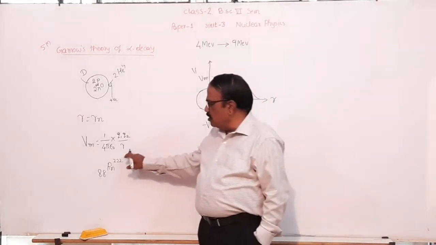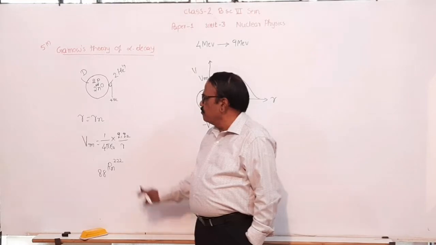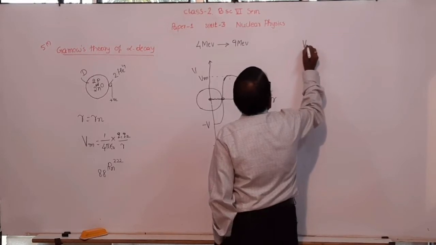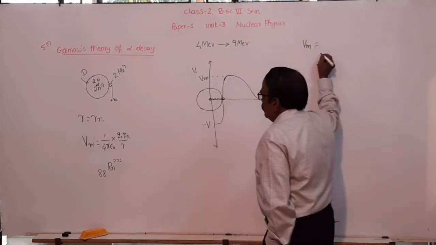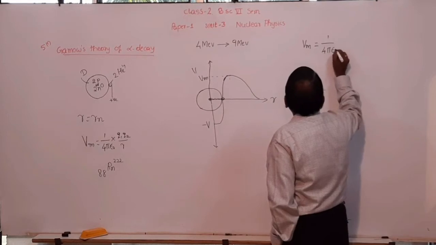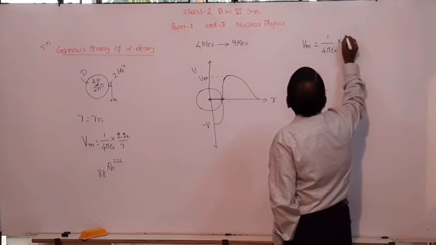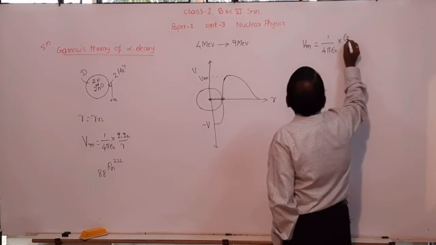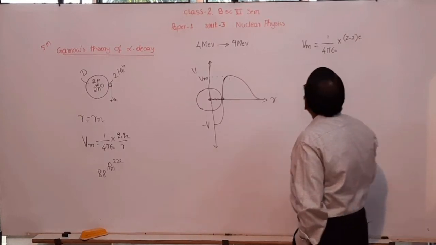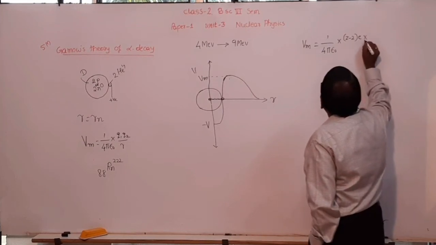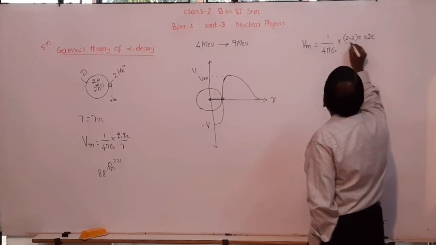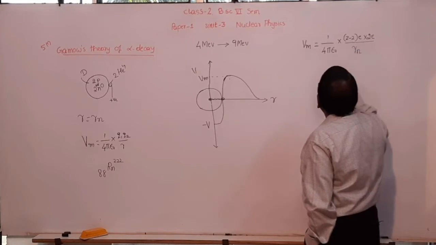If you consider the radioactive element 88 Rn 222, then I can write this equation as Vm, the maximum potential, is 1 upon 4 pi epsilon naught into Q1, the charge on the daughter nucleus, which is (Z minus 2) into E, and the charge on this alpha particle is 2E, that divided by Rn.